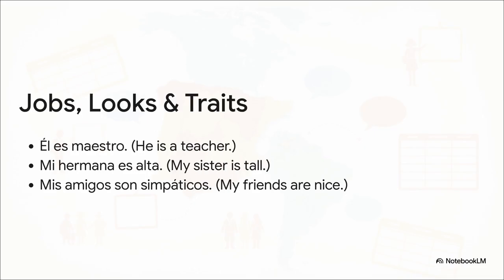Continuing to the rest of our ID card, let's check out profession, physical description, and personality. For a profession, what someone does for work. Él es maestro. He is a teacher. For physical description, what someone looks like. Mi hermana es alta. My sister is tall. And for personality, what someone is really like on the inside. Mis amigos son simpáticos. My friends are nice or friendly.